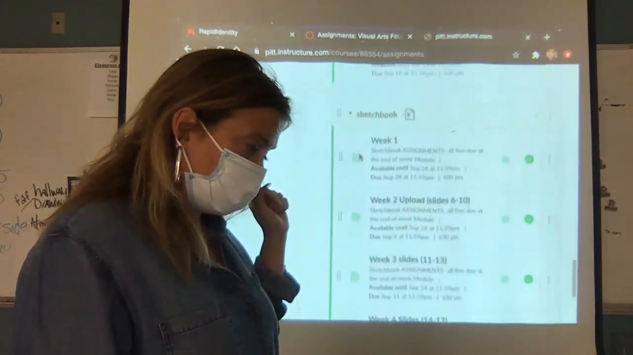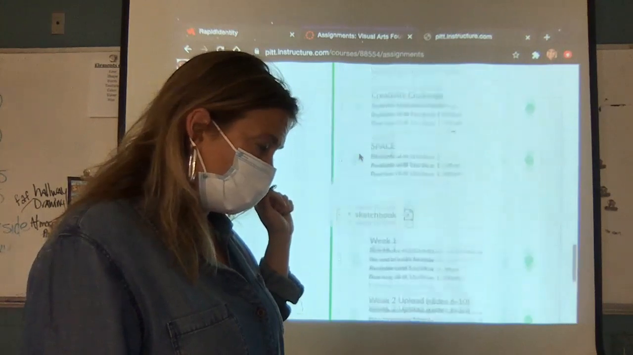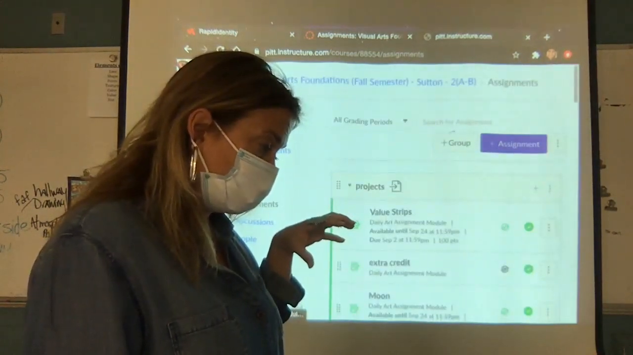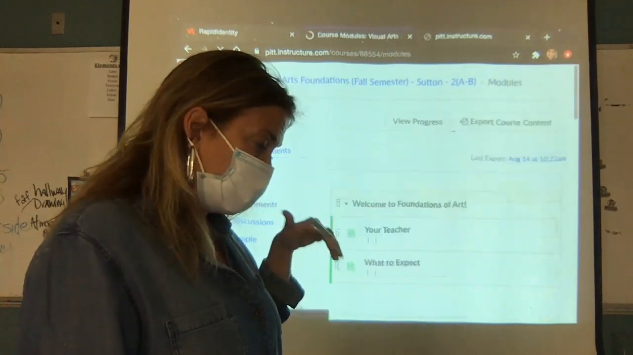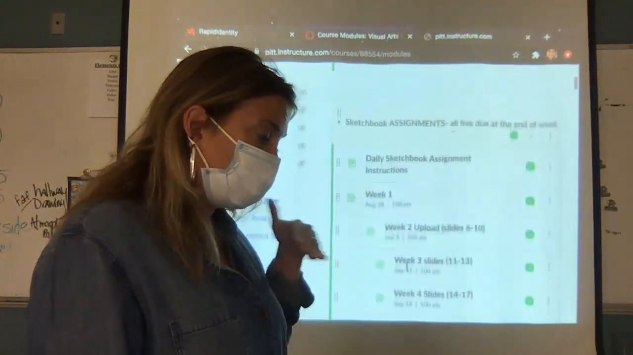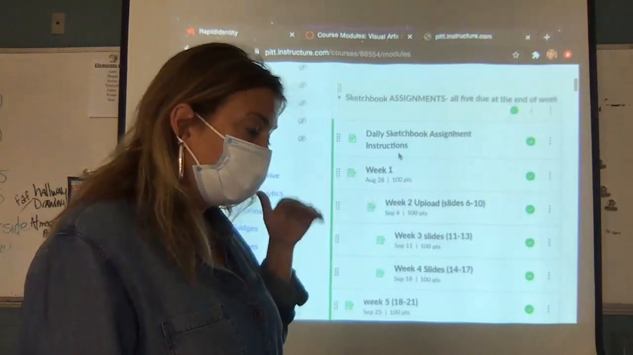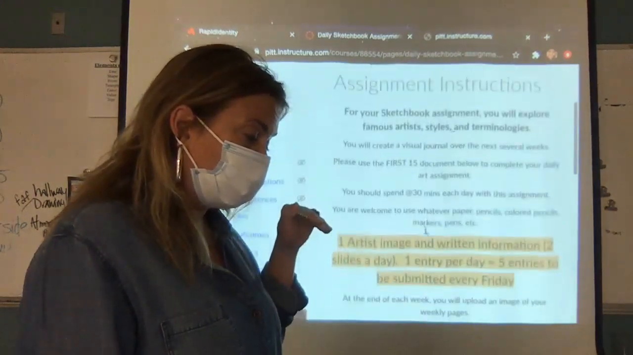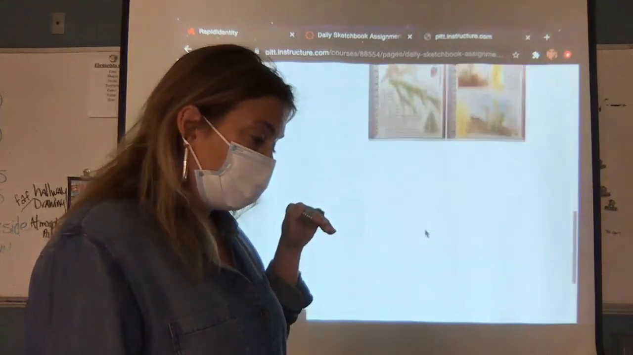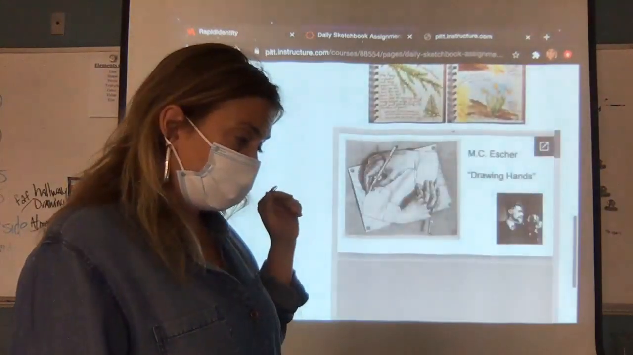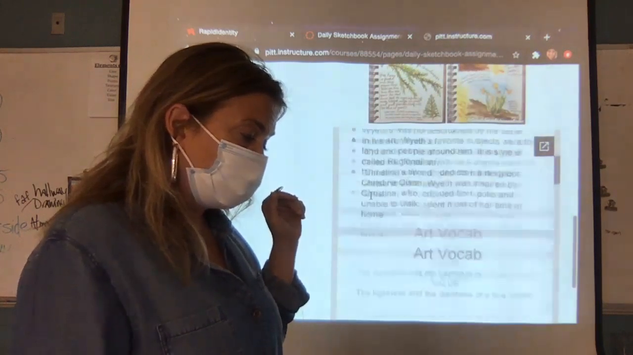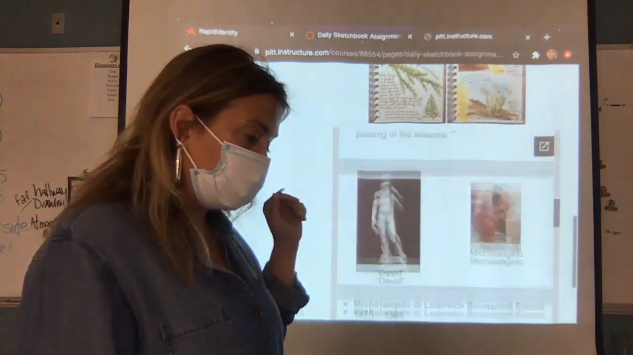And remember that your sketchbook assignments are in the module. The slides are in your module that says daily instructions. I know a lot of y'all hear me say this every day, but people still don't realize that right here is where the PowerPoint is. I probably need to put that on the homepage or something. But right here is where your daily sketchbook assignments are.